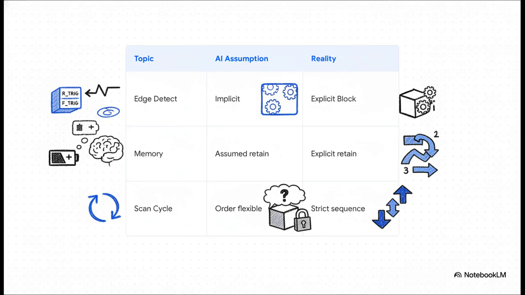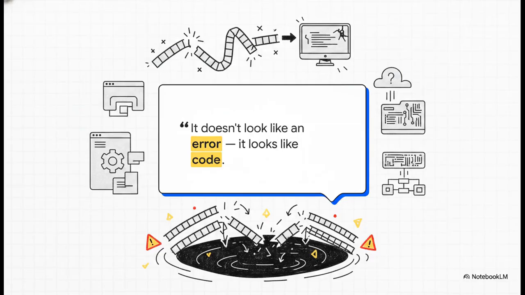Second is retentive memory. AI routinely mismanages which variables need explicit retain attributes during power cycles. It'll spit out ST that looks perfectly fine, but it behaves completely differently after a power loss than your original ladder logic did. And third, scan cycle timing. AI simply doesn't understand the complex timing assumptions that you baked into your original rung order. And that leads us to a massive, massive pitfall.